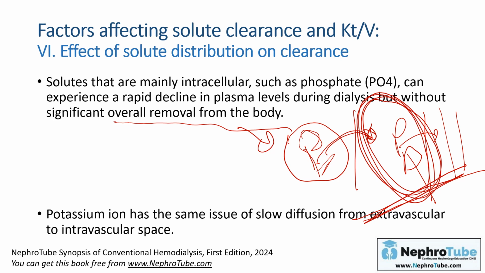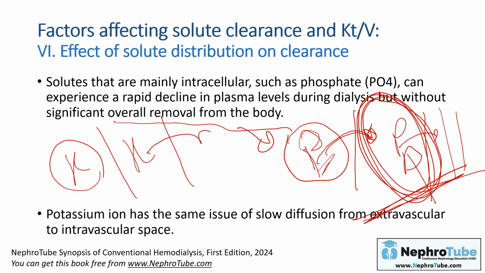This same issue is present with potassium ions. If you have a patient with hyperkalemia and you dialyze the patient because of hyperkalemia, you correct the potassium in the plasma, but the potassium in the cells is still high, and it will efflux into the blood, causing rebound hyperkalemia. That's why in hyperkalemic patients, it is important to hospitalize them after hemodialysis, because there is a possibility of this rebound hyperkalemia, and you may need to re-dialyze the patient again.